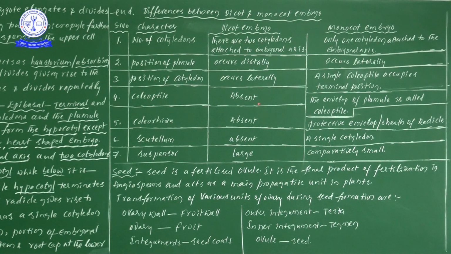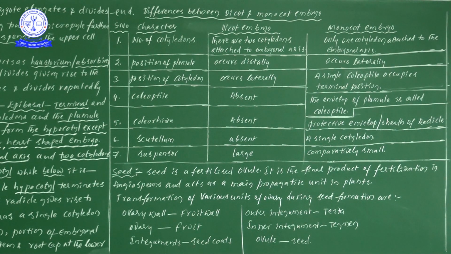Next one, coleoptile is absent. Position of cotyledon occurs laterally and position of plumule occurs distally. Next one, number of cotyledons, how many are there? Two cotyledons are there. So this is a small piece of information regarding dicot embryo characteristics.